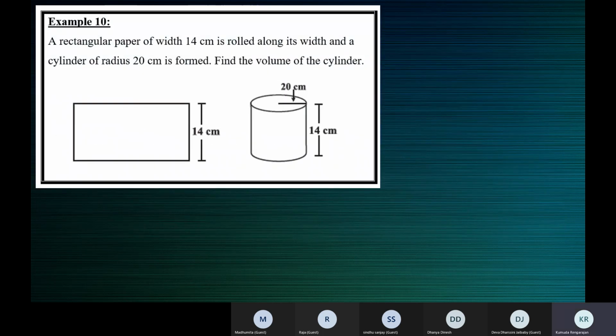Like a cuboid, a cylinder also has a uniform cross section. So what is meant by this uniform cross section? We'll see that next year in standard 9. For now, you just take it like that.